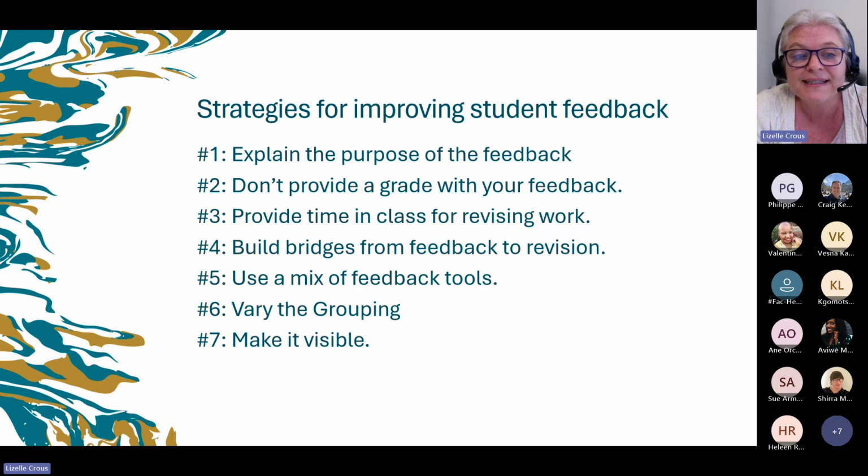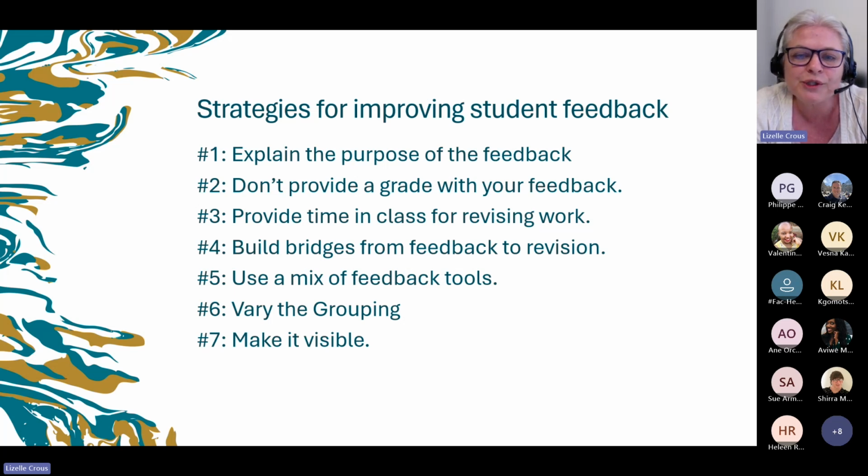The third one, provide time in class for revising work. And this speaks to what we value in our learning activities, and even what the students value. Is it speed and accuracy, or is it depth and mastery? I think we all know which way we are leaning. We've got a limited amount of time, and a large amount of content to go through, and students are only worried about passing the test in the end. So depth and mastery is not the main focus.